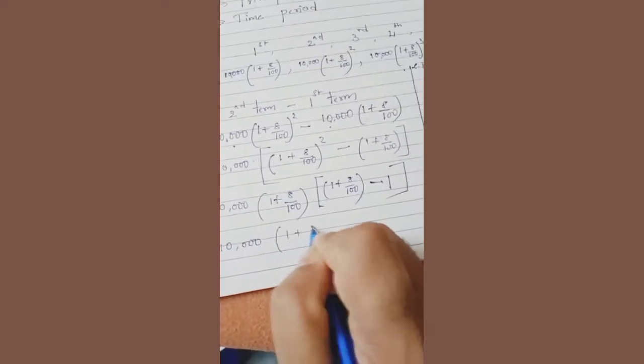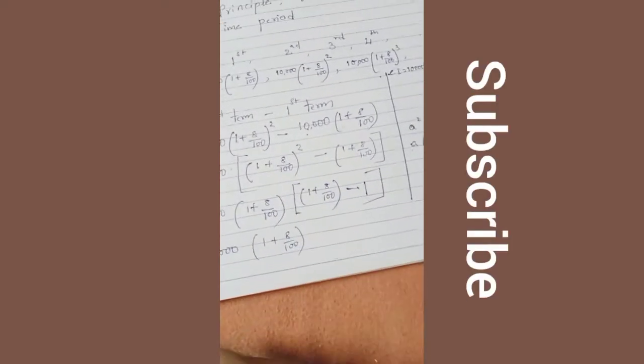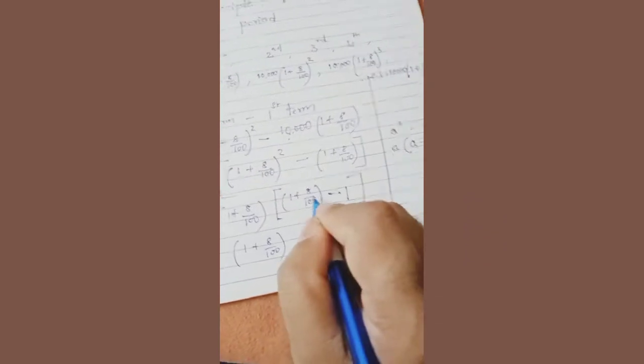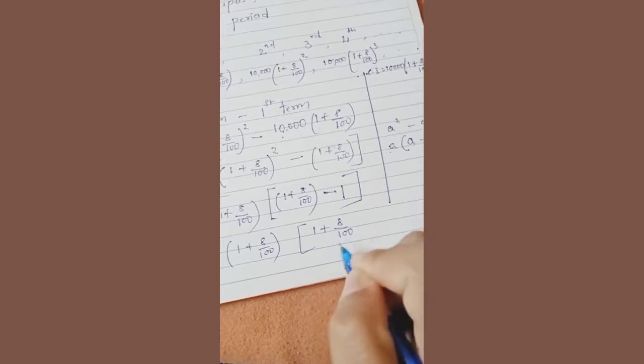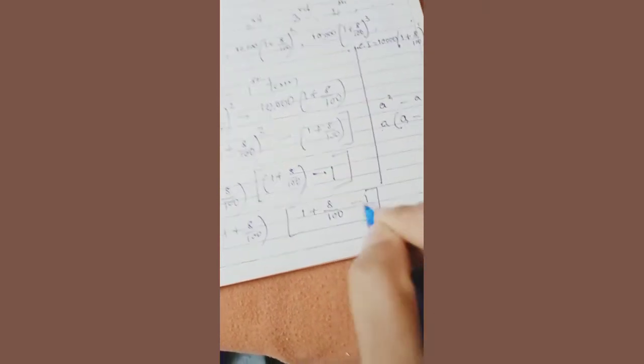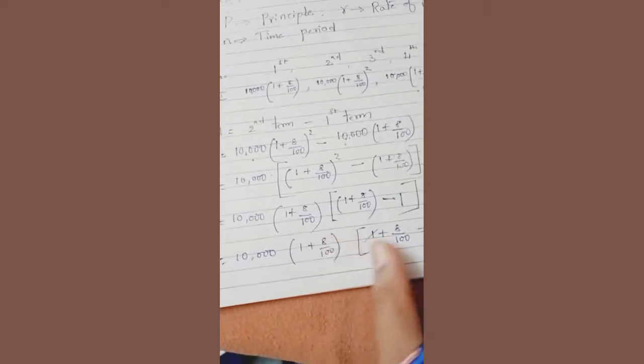10,000 of 1 plus 8 by 100. I'm going to remove this small bracket here: 1 plus 8 by 100 minus 1. So plus 1 minus 1 cancels on either side. So I will write down the next step.